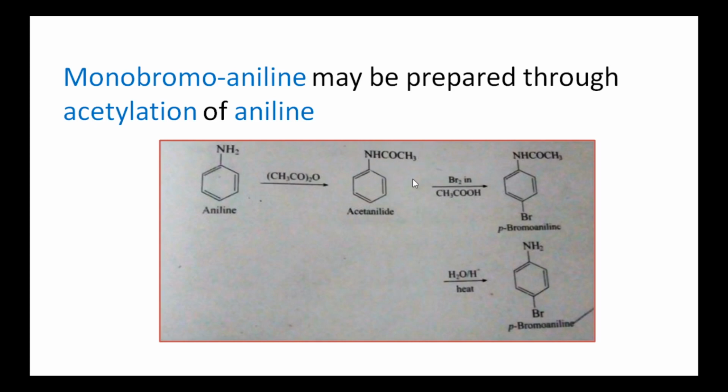So the incoming electrophile is substituted only at the para position. Then bromination is proceeded, and only Br plus ions are substituted in the para position. We get para-bromoacetanilide, which on hydrolysis with acid gives para-bromoaniline.